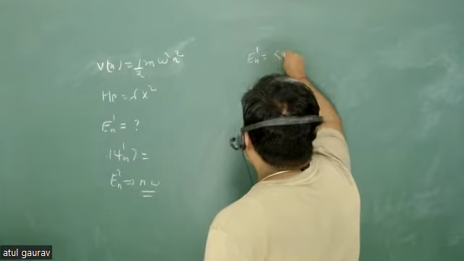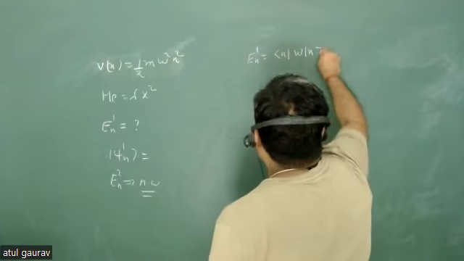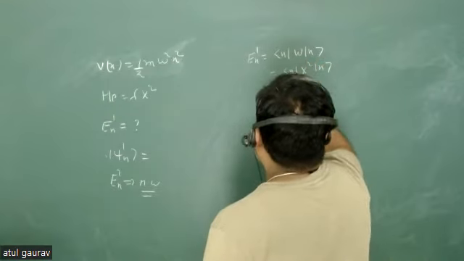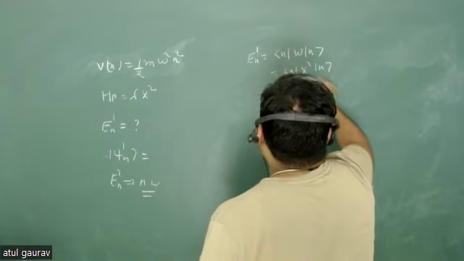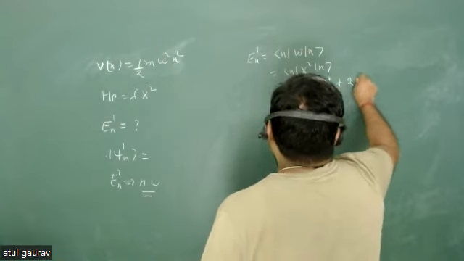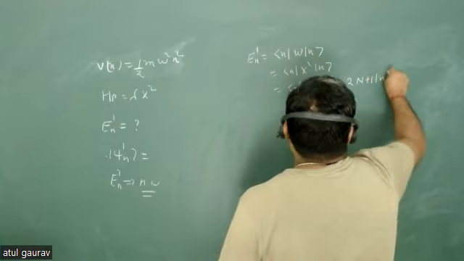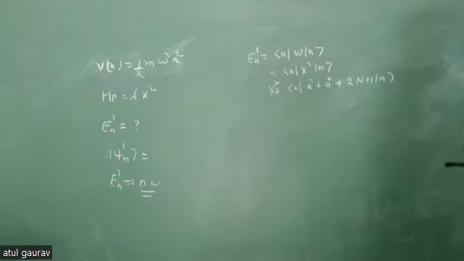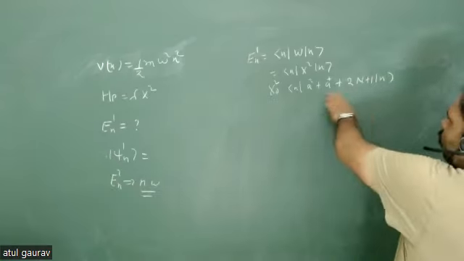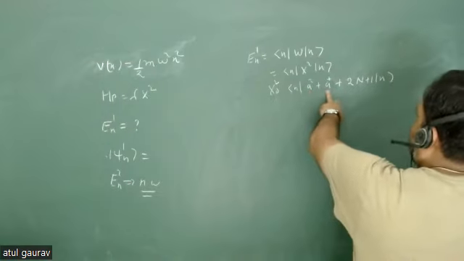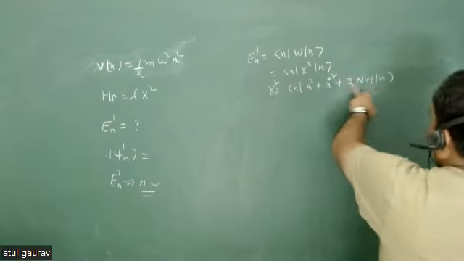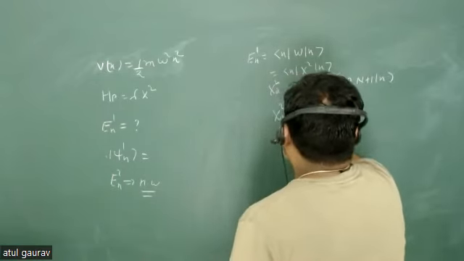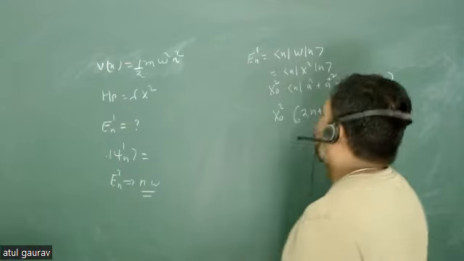E_n^(1) is <n|W|n>. So <n|x squared|n>. How will we write this? It is a squared plus a dagger squared plus 2n plus 1. Remember? This is your x naught squared. Which one survives? A squared will not survive, a dagger squared also will not survive. Only 2n plus 1 will survive. So this will be x naught squared times 2n plus 1. Clear?